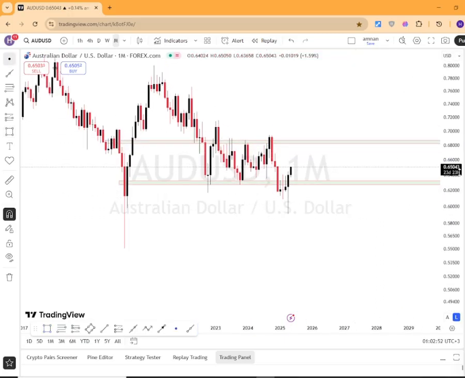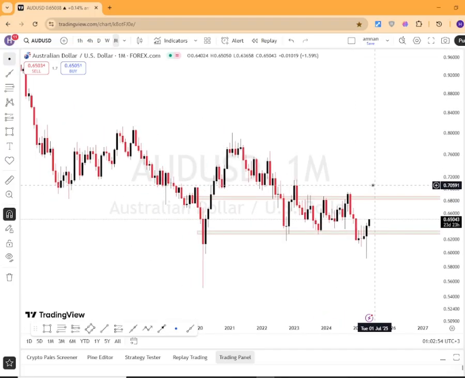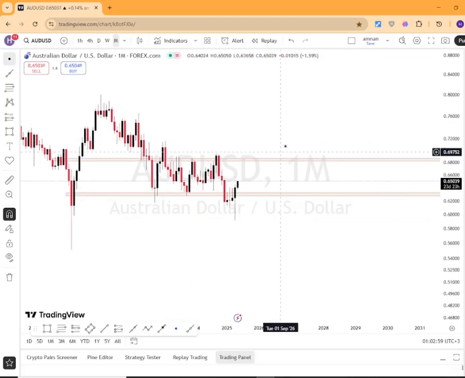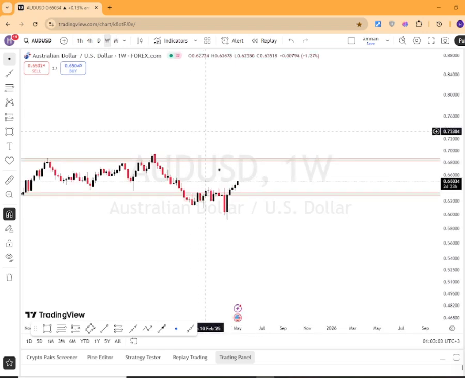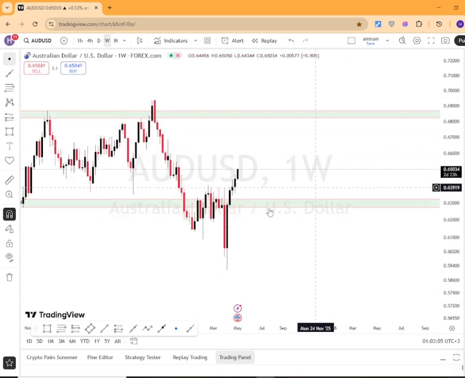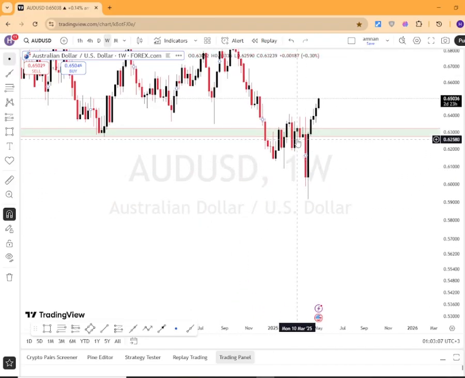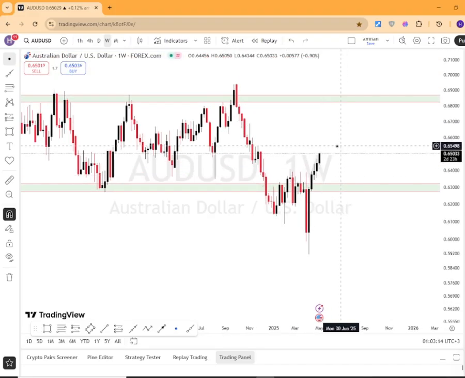Let's draw this resistance. Let's draw a support. This is our support. This is our support. Maybe we see another support here. And let's go to the weekly time frame.